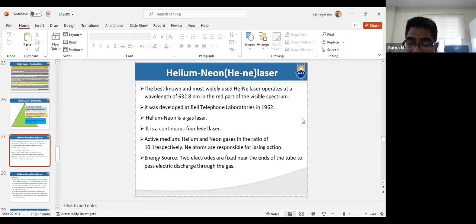So what is the energy source that is taken? The energy source is 2 electrodes fixed near the ends of the tube to pass electrical discharge through the gas. Since this is a gas laser, 2 electrodes are fixed near the ends of the tube to pass electrical discharge through the gas. So this is the energy source.